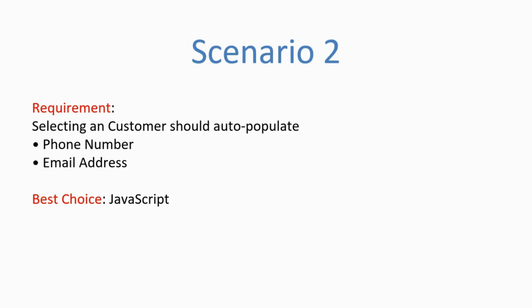Now let's consider scenario 2. When a user selects a customer, the system should automatically populate the phone number and the email address. Can a business rule do this? The answer is no. This requires retrieving data from another table, which is not supported by business rules. Here JavaScript is the correct choice because it can retrieve the data using the Dynamics Web API and populate the fields automatically.